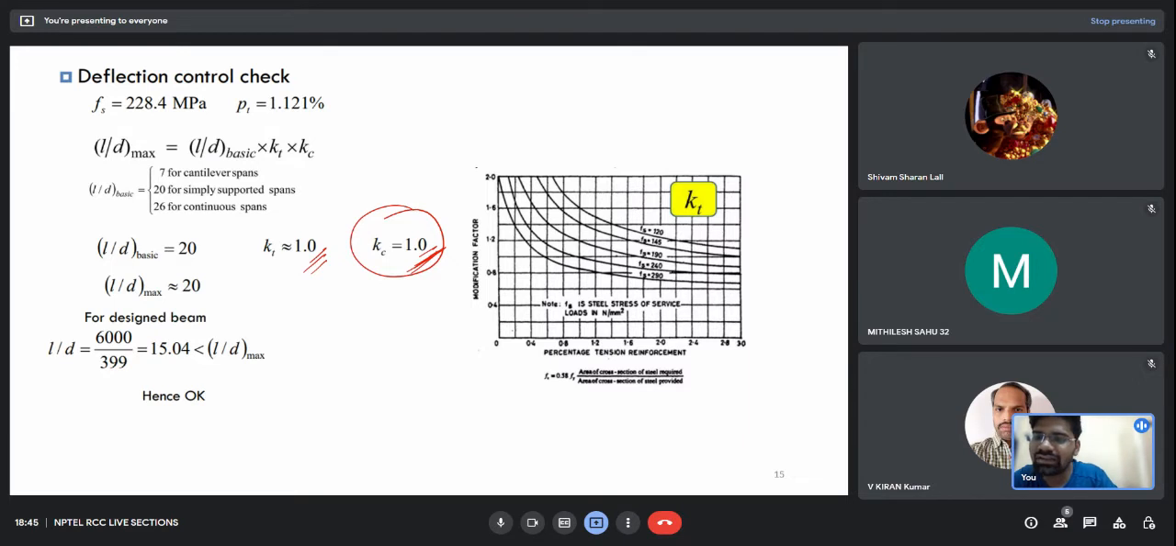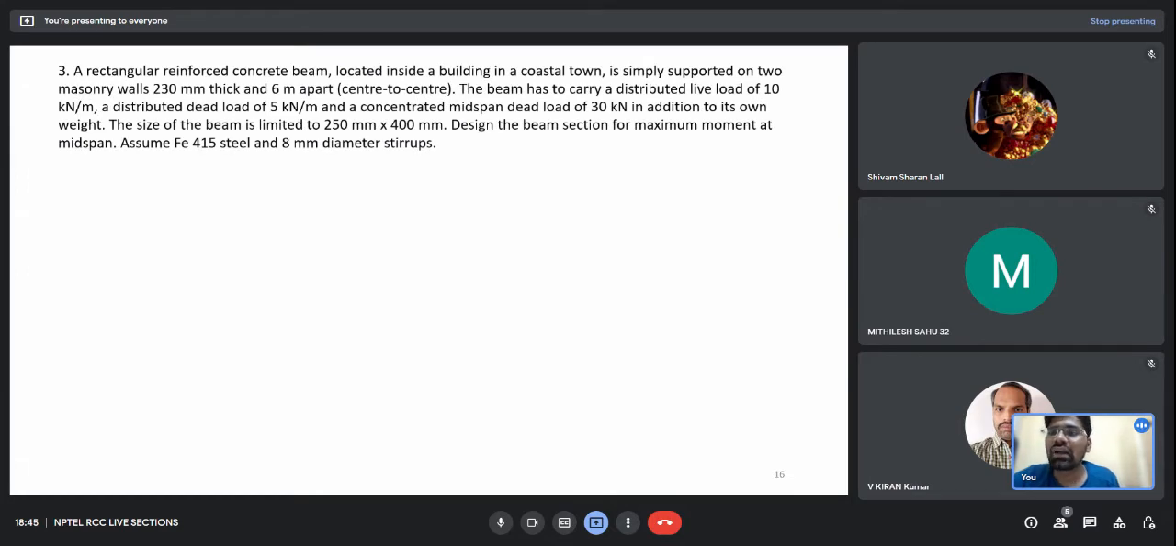So based upon that, this should be our L/D max, and based upon the dimensions of our beam, I am getting the L/D max as this, which is less than this value. So our beam has passed this check also. So this was all about the design of singly reinforced beam. Now let's quickly jump on to the design of doubly reinforced beam. So this is the third problem.